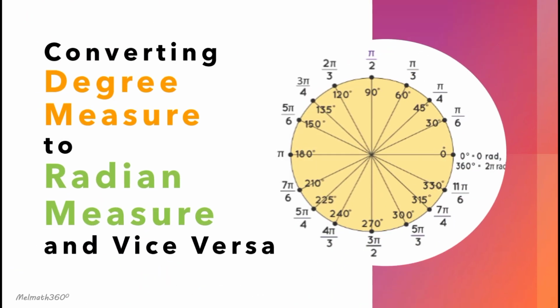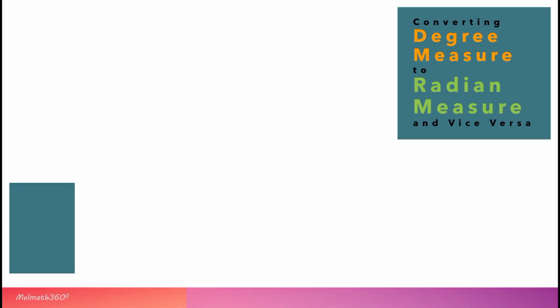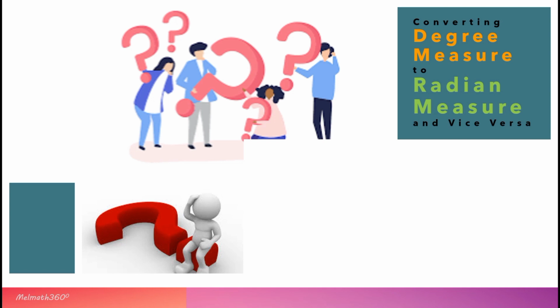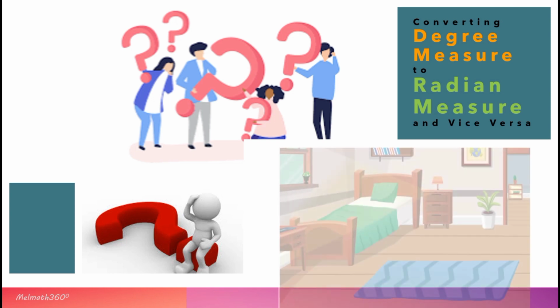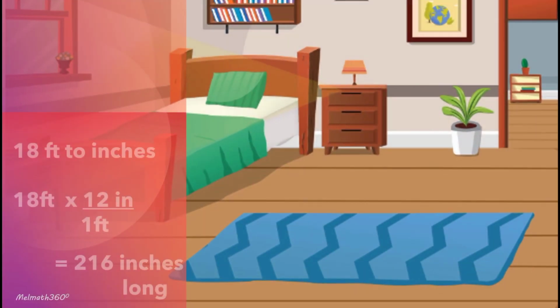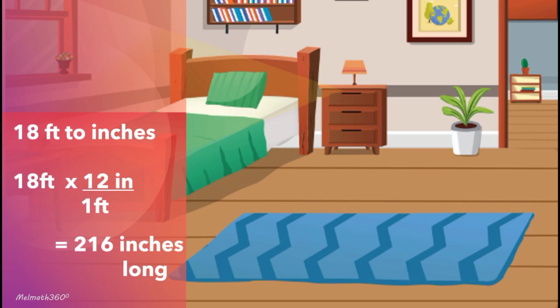If you are wondering how to convert from radians to degrees, then you have some experience converting from one unit to another. For example, you probably know how to measure the length of your bedroom in feet and convert those feet into inches. For example, 18 feet to inches. 1 foot is equivalent to 12 inches, or 18 times 12 is 216 inches long.